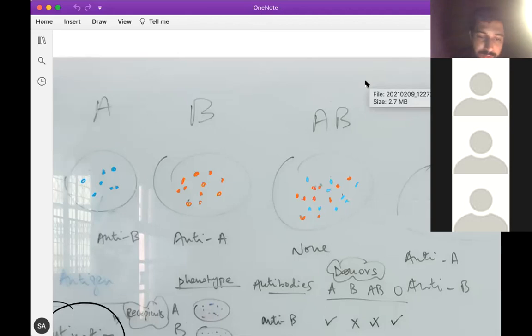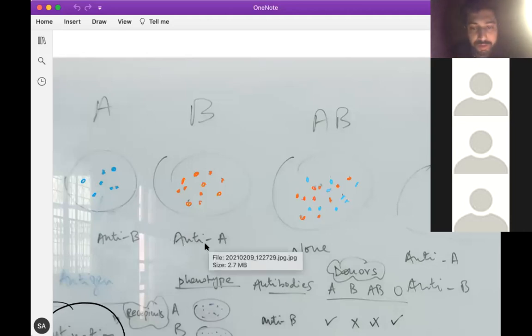Any volunteer who's done the second one can open their mic and maybe discuss this for recipient B. जी, no volunteer. यस सर. जी बताएं. सर जो बी है ब्लड ग्रुप, वो ए वाले से नहीं ले सकता क्योंकि उसमें एंटीजन होंगी.